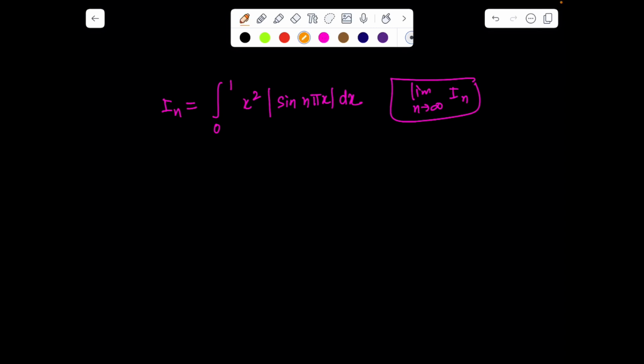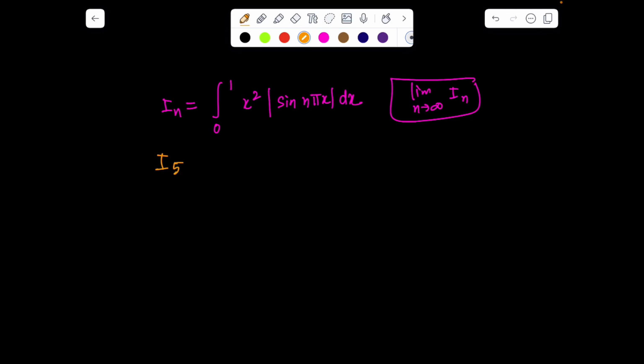Now this question can be asked in many forms. For example, they can ask you to relate I5, I6, I7, or possibly they can directly ask the value of I5 or I4. Okay, so I am taking the more general version of this. Before we go further, let's understand the question.